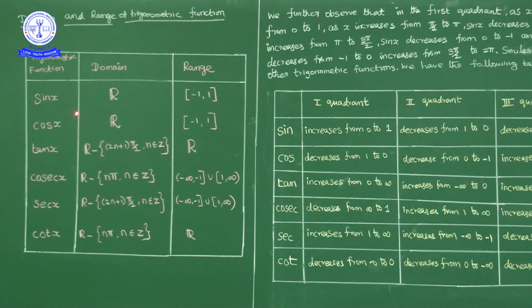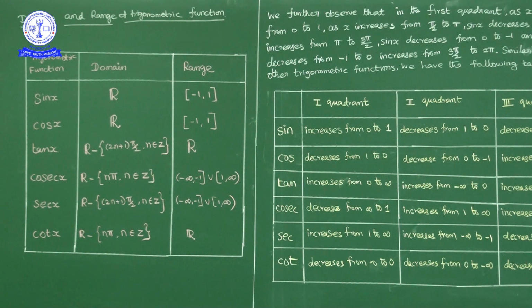So sin x domain is all real numbers, range is closed interval -1 to +1. Closed interval means -1 is included and +1 is included. So sin x won't give any value more than 1 or less than -1. Range of sin x is -1 to +1 closed interval, whereas domain is all real numbers.